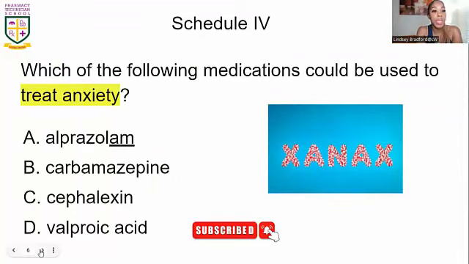Which of the following medications could be used to treat anxiety? Remember, anxiety is something that messes with the nervous system. It is something that attacks the nervous system, right? And when we think about anxiety, we know that Schedule 4 drugs are commonly used to treat anxiety and depression. The brand name for the answer is Xanax. The answer is letter A, alprazolam.